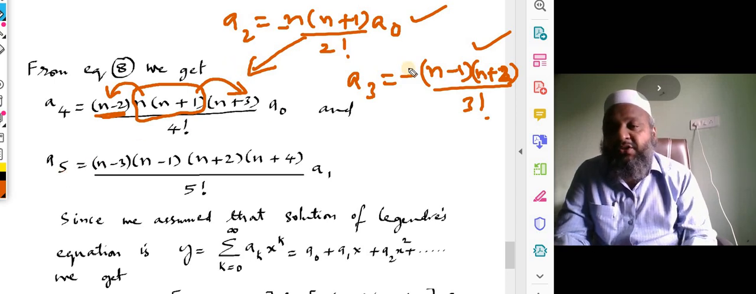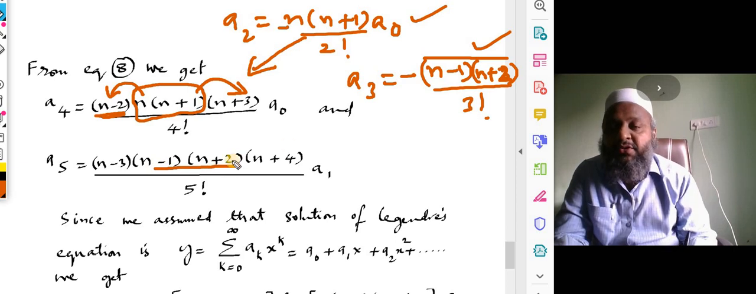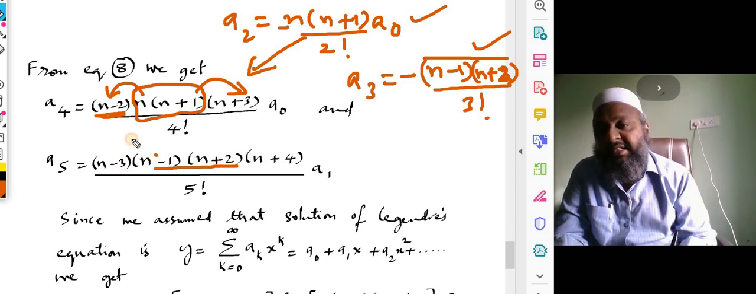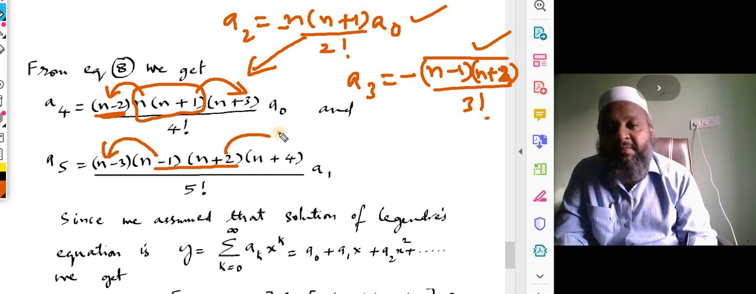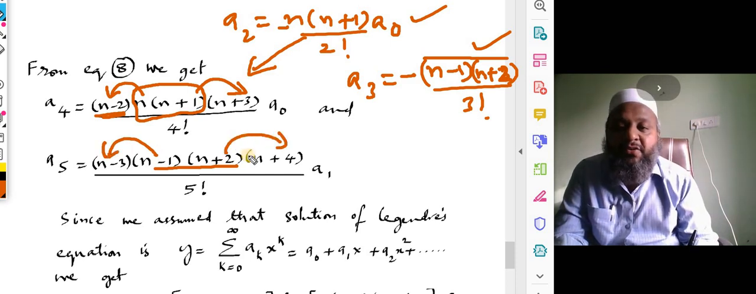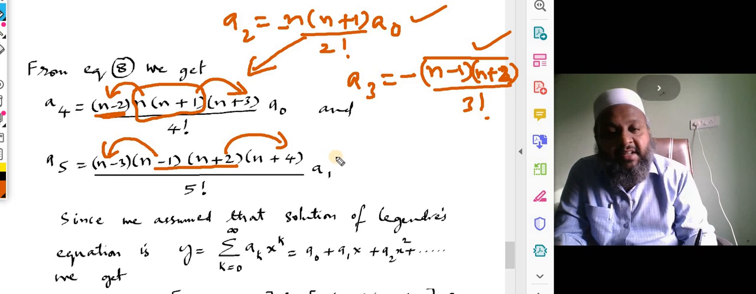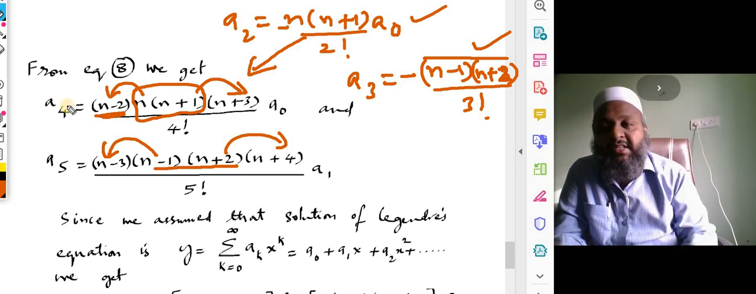Now a5, so what you do, this part you copy as it is, n minus 1 into n plus 2, so it will be n plus 4 here, 2 units more, and 2 units less, that will be n minus 3. Now I hope you will be able to tell how much will be a6 and a7. You can verify from the textbook if you want.